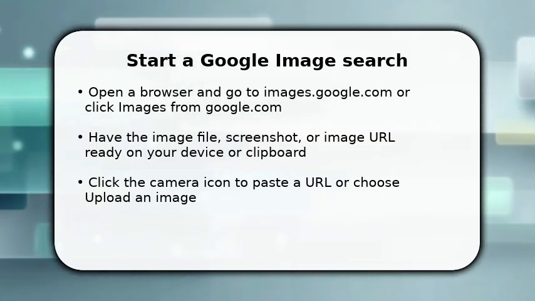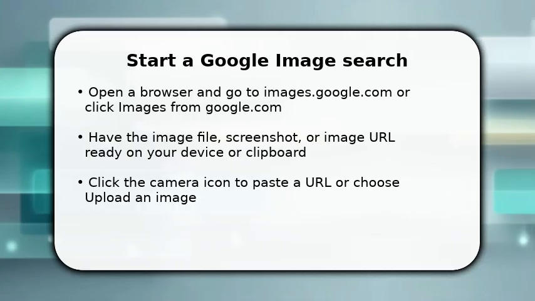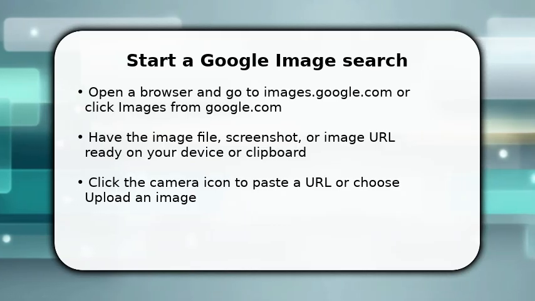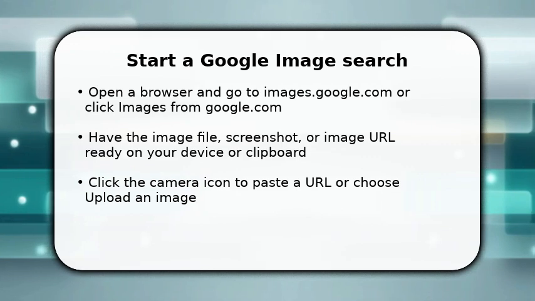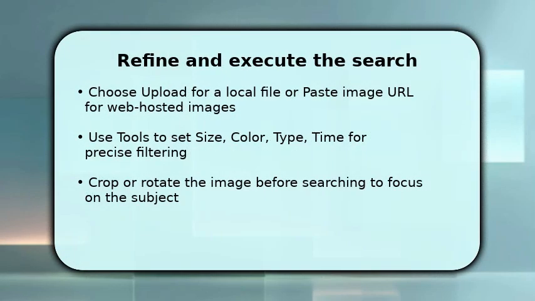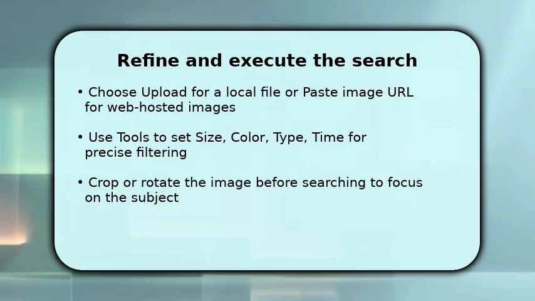You can paste an image URL or select upload an image from your files. Choose whichever is fastest. Do this now to kick off the search, because starting with the correct input dramatically improves result relevance and speed. Once you've submitted the image, Google returns visually similar images and pages that contain it. This helps identify origins and context.